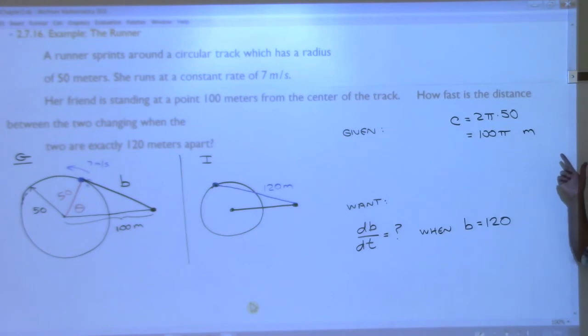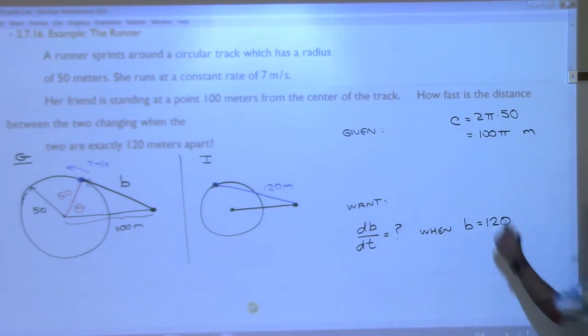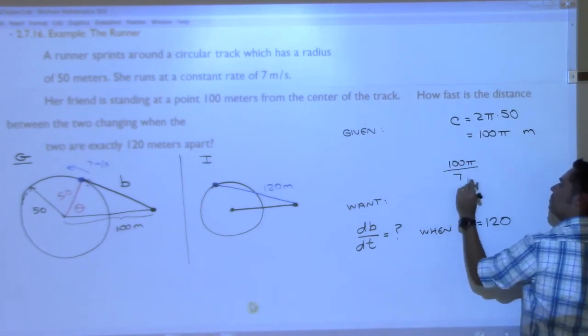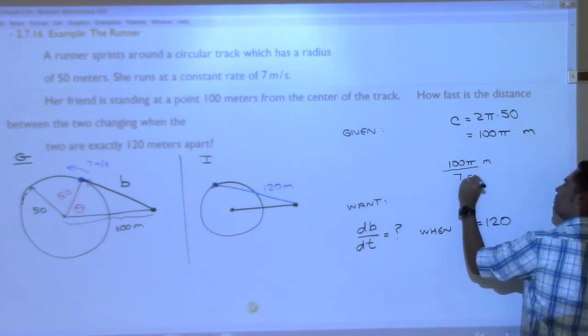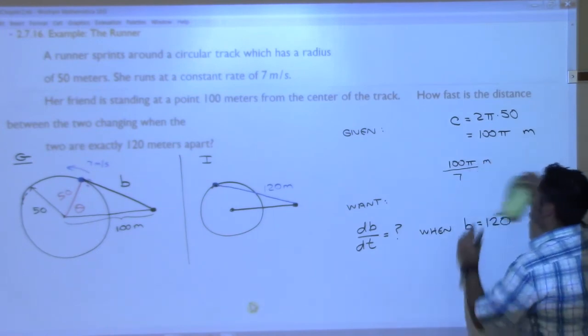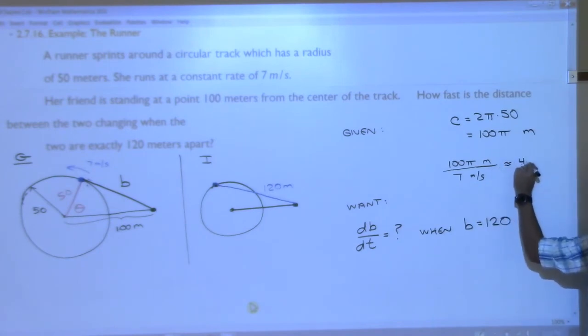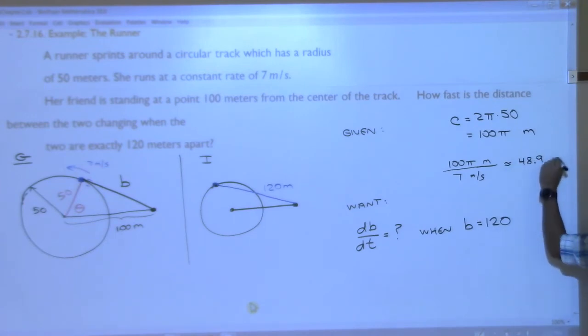So you just do what? Divide that by 7, right? So 100 pi divided by 7. Right, this is meters, 7 meters per second. If I divide that, what do you get? Give me approximate, or... 45? 45 seconds? Oh, let's get the decimal. 44.85, about 44.85? We'll go 48.9 seconds is how long it would take her to go around the track.